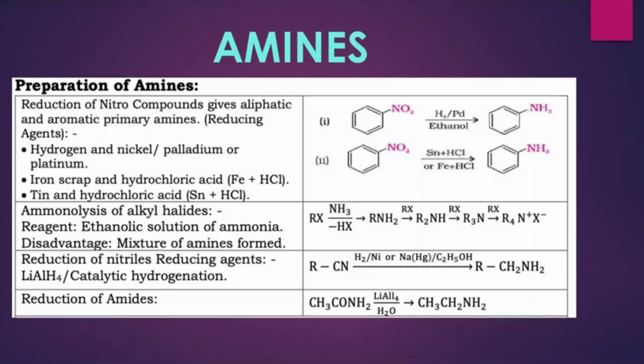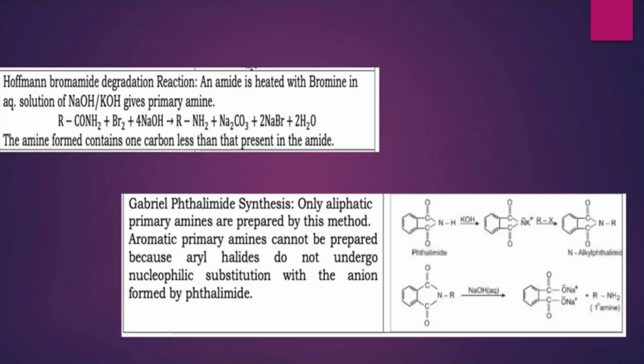Next, the fourth chapter, that is amines. When we check the preparation of amines, the first one is preparation of amines from nitro compounds. For that, the best reagent is Fe plus HCl. Please learn the reason for that. The next one is reduction of amides and nitriles, then ammonolysis of alkyl halides, then two name reactions. First one is Hofmann bromamide reaction or Hofmann bromamide degradation reaction, and the next one is Gabriel phthalimide synthesis.